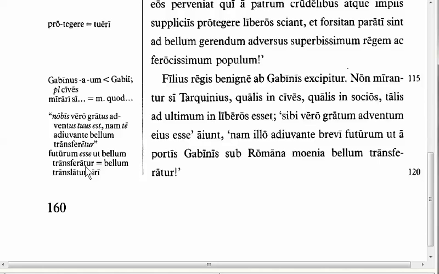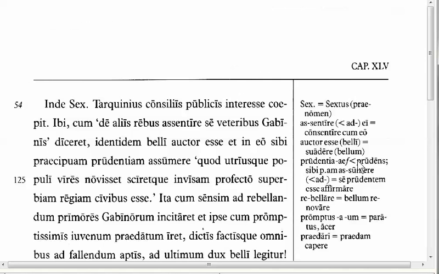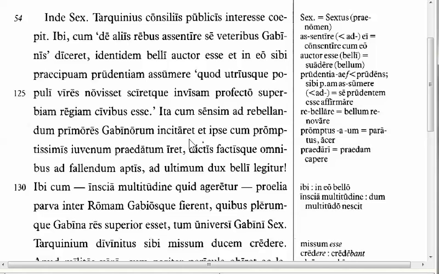The next new feature is in line 128. And here we'll start with ita. Ita cum sensim ad rebellandum primores Gabinorum incitaret et ipse cum promptissimis iuvenum praedatum iret, dictis factisque omnibus ad fallendum aptis ad ultimum dux belli legitur.